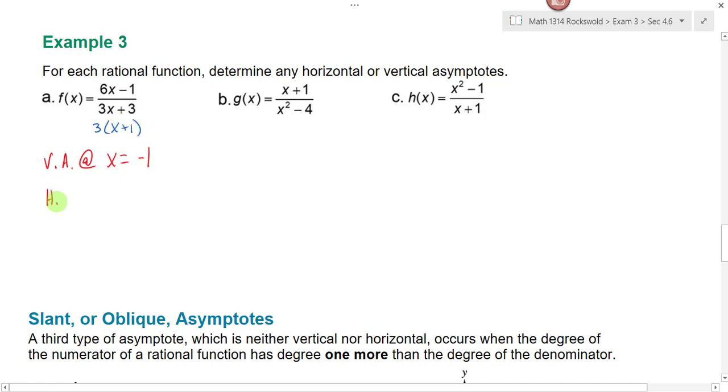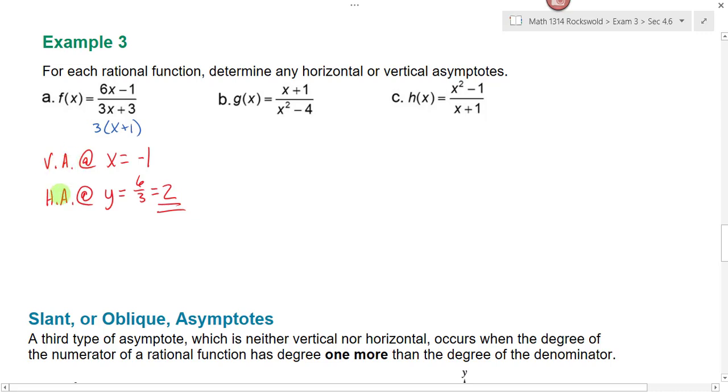Now to find your horizontal asymptote, the degree of the numerator is equal to the degree of the denominator. So I look at leading coefficient over leading coefficient, and that's going to be y equals 6 over 3. But 6 over 3 reduces to 2. So y equals 2 will be my horizontal asymptote.